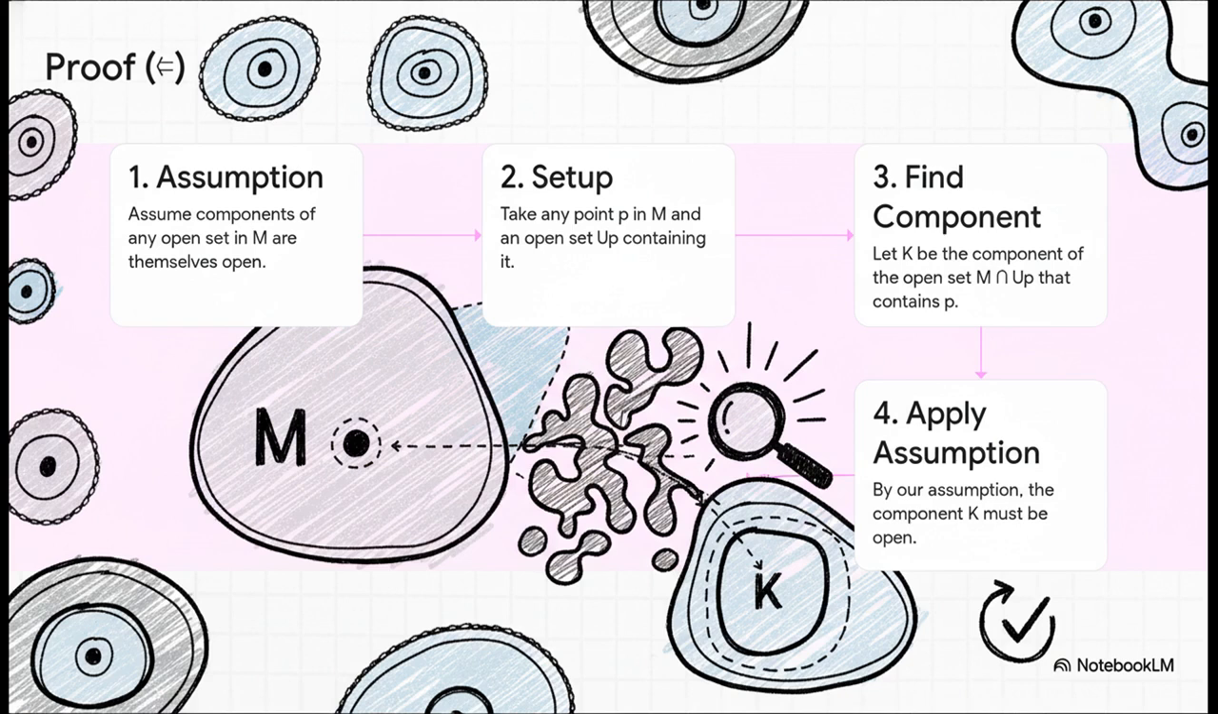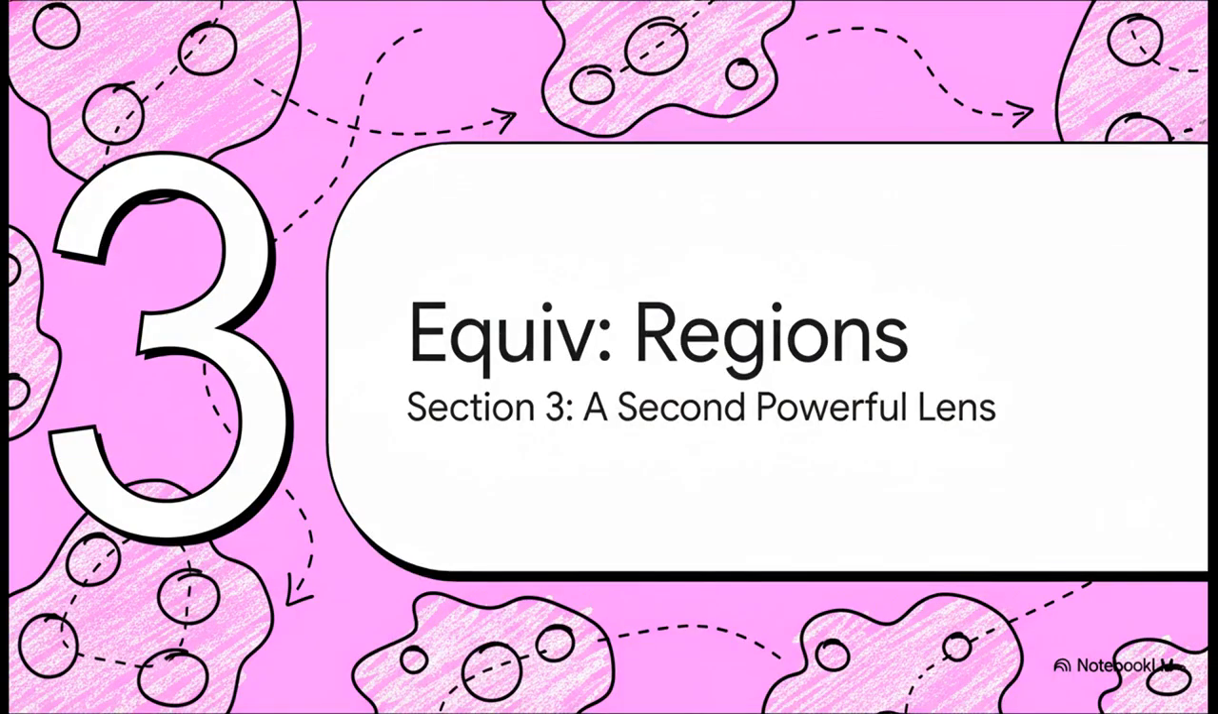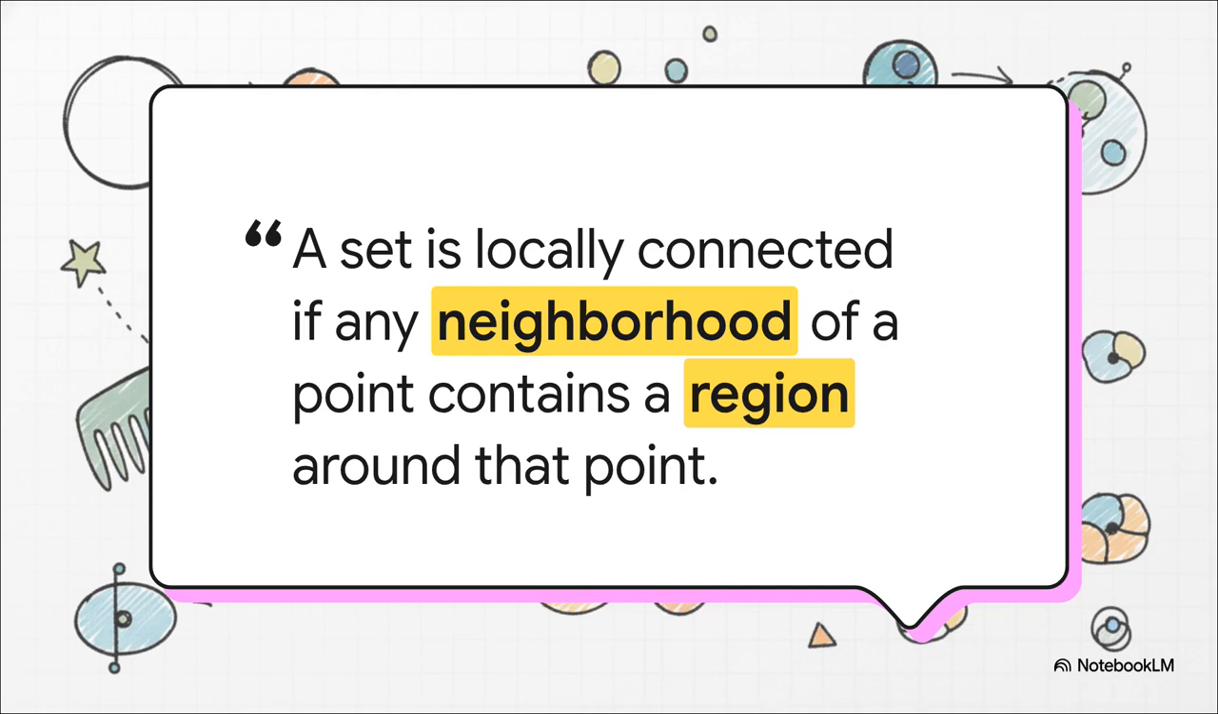It works both ways. That was pretty cool, right? But we're not done yet. Let's build on that with a second, really powerful lens for looking at local connectedness. This time, we're going to tie it to the idea of a region, which, in topology, is just a fancy name for an open, connected set. At first glance, this might look almost exactly like the original definition, but it's stated a little more directly.